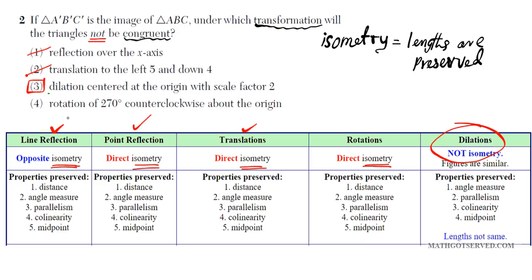How about rotation? Is rotation an isometry? It certainly is. You're just spinning the object. You're not changing the size. So this is not an answer I'm looking for. The answer is number 3, the transformation where the image is a different size or is not congruent to the original object.